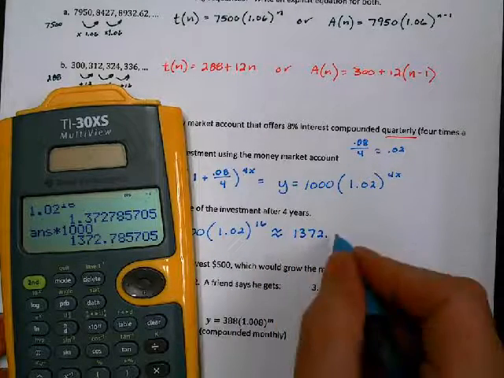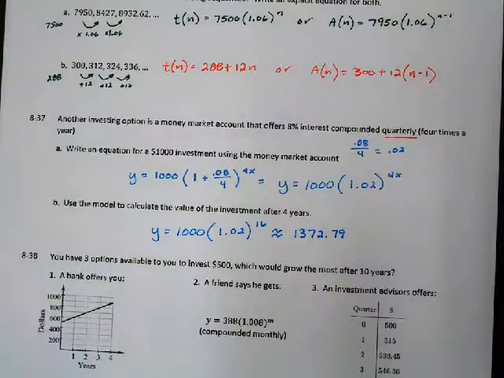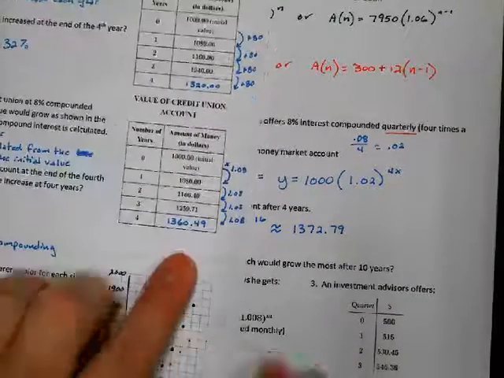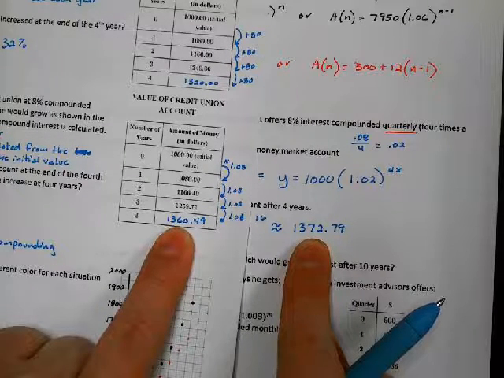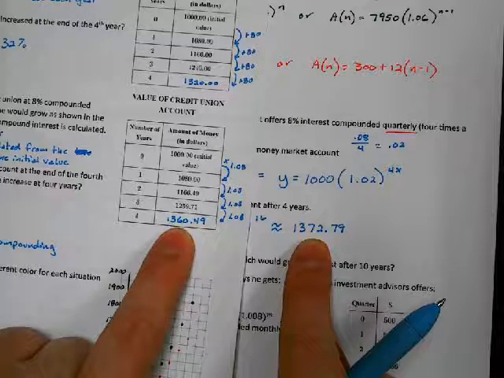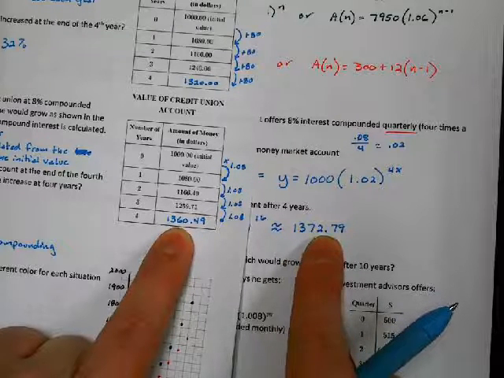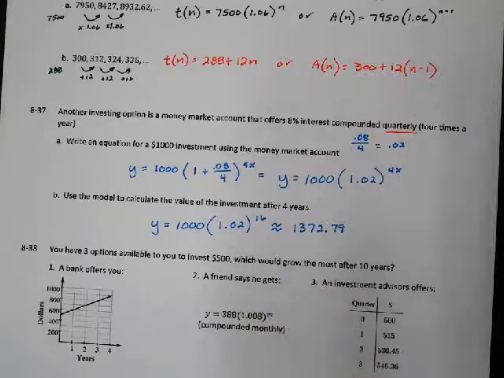Now compare that to compounding annually. See, if we compound quarterly, we actually get more money than compounding yearly. So this is yearly, I get $1,360.49. But if I compound every quarter, I get $1,372.79. So I get a little bit more, even though it's still 8%. The more times you compound, the more money you'll make. So each compounding is going to make you a little bit more.